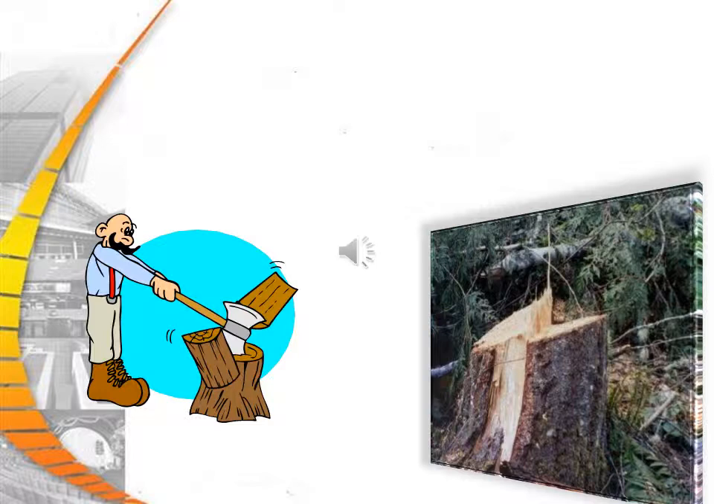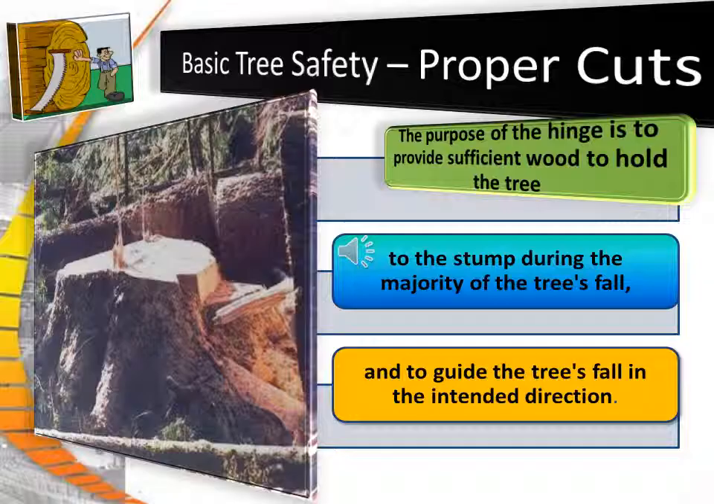Yes, anyone can cut down a tree if they cut on it long enough, but doing it safely means following proper procedures. Proper cuts. The purpose of the hinge is to provide sufficient wood to hold the tree to the stump during the majority of the tree's fall and to guide the tree's fall in the intended direction.